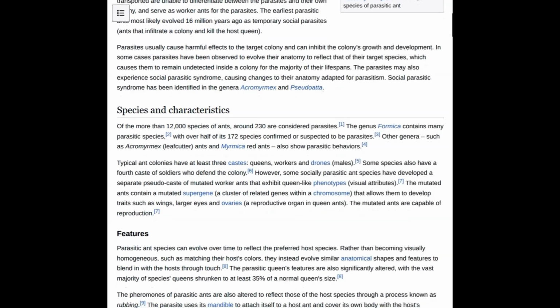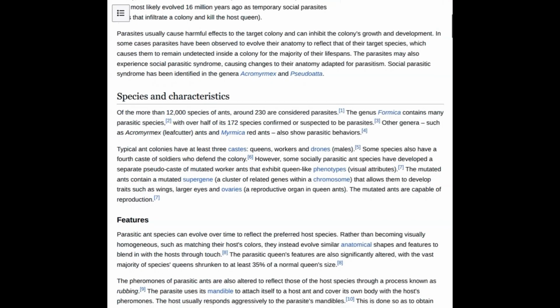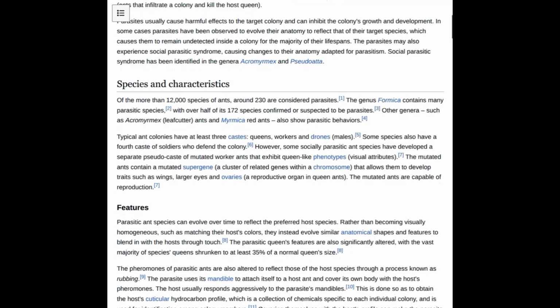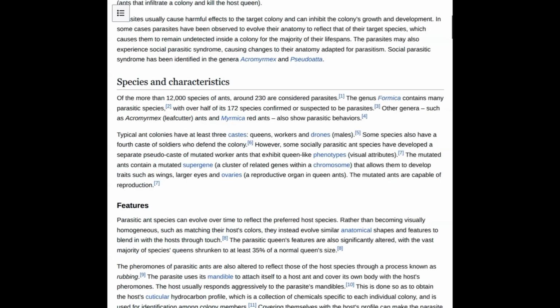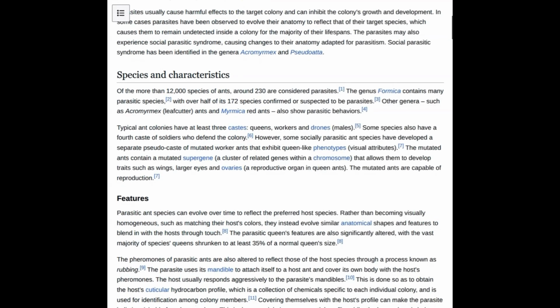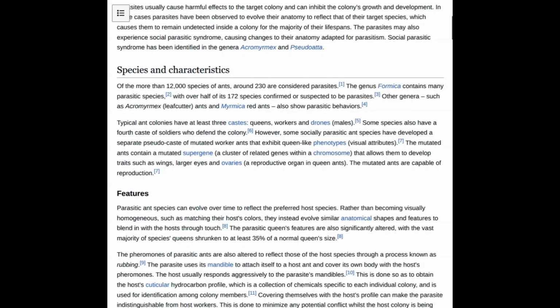Of the more than 12,000 species of ants, around 230 are considered parasitic. The genus Formica contains many parasitic species, with over half of its 172 species confirmed or suspected to be parasites. Other genera, such as Acromyrmex, leafcutter ants, and Myrmica, red ants, also show parasitic behaviors.